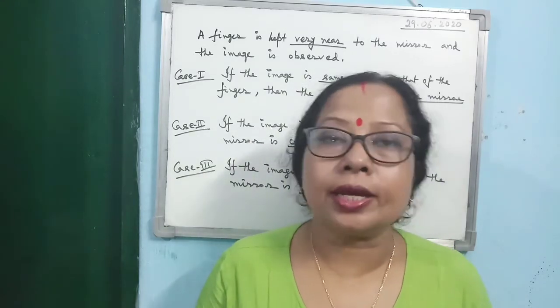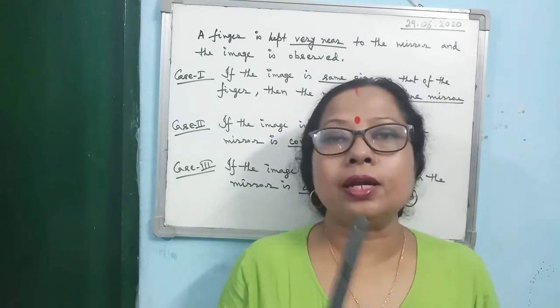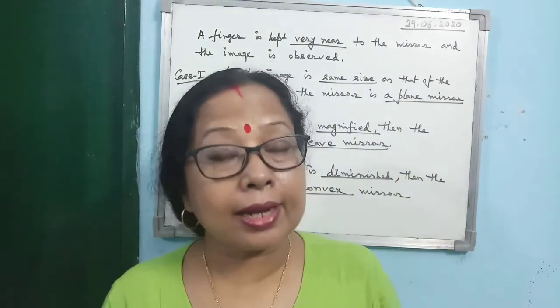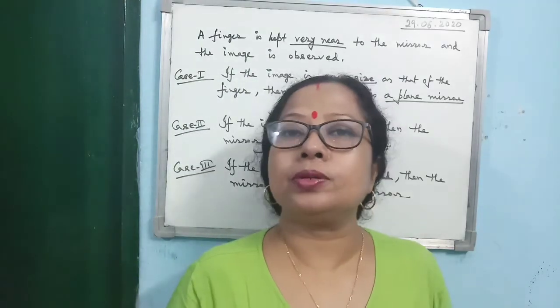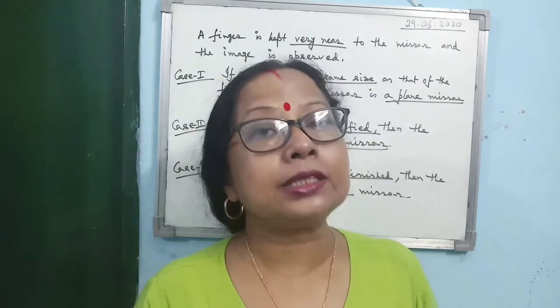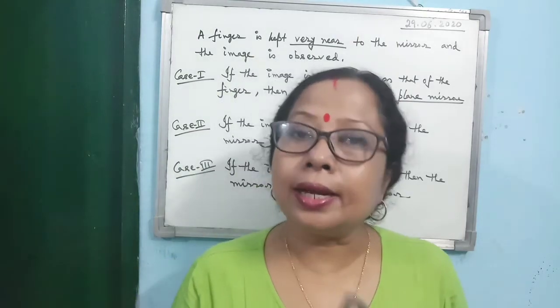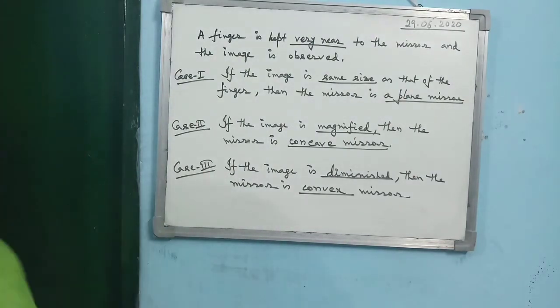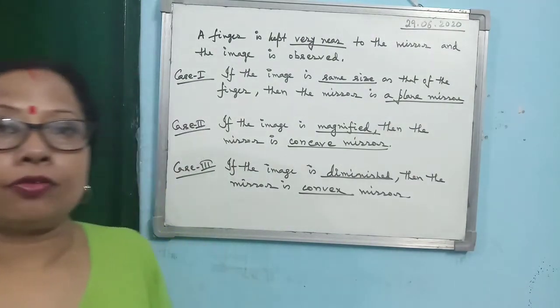Because you know, plane mirror, concave mirror, convex mirror, all of them produce a virtual, erect image, but a plane mirror produces a same size image, a concave mirror produces a magnified image, and a convex mirror produces a diminished image. So this is the way you can identify the three mirrors given to you.